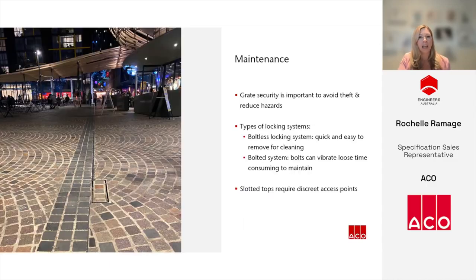If drains are hard to maintain or grates rattle loose, their lives will be shortened. If grates aren't locked into the channel, they can damage the channel under load. Loose grates, particularly in trafficable areas, can be very dangerous. A boltless locking system on grates is quick and easy to maintain for cleaning. The other option is to have bolted grates, but it comes with the risk of the grates vibrating loose over time. And it's common to see that once the bolts are removed during maintenance, they aren't put back in place, causing a safety risk for users.